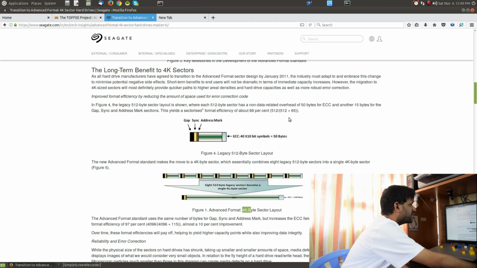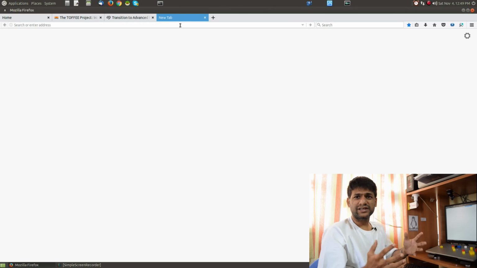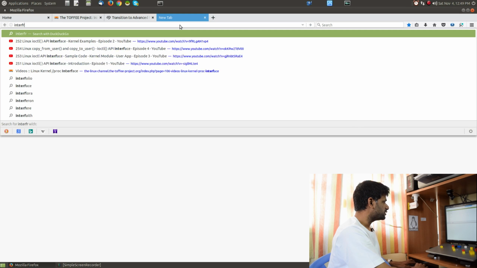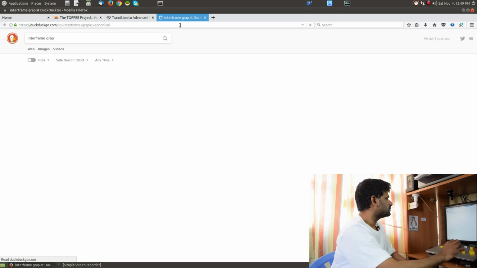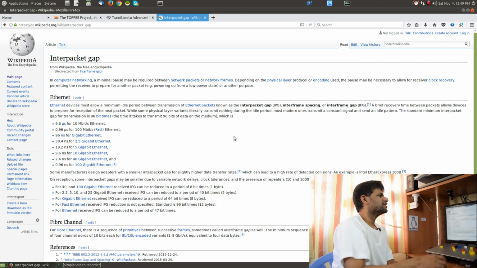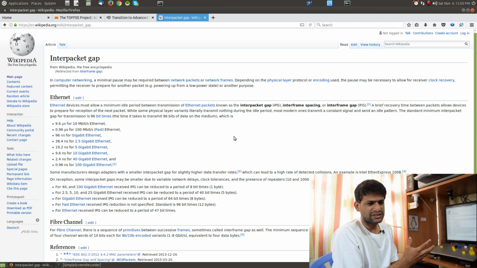Interframe gap is a technical term. I think you can look it up on Wikipedia: interframe gap, IPG. You can read about the interframe gap, the terminology, and a lot of physics and maths involved in Wikipedia. I highly recommend, in case you are doing any college research or a PhD or something, to visit and read about this.